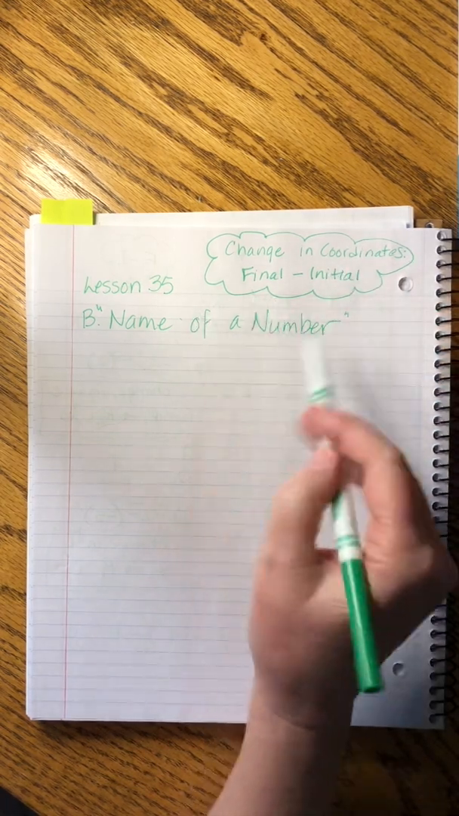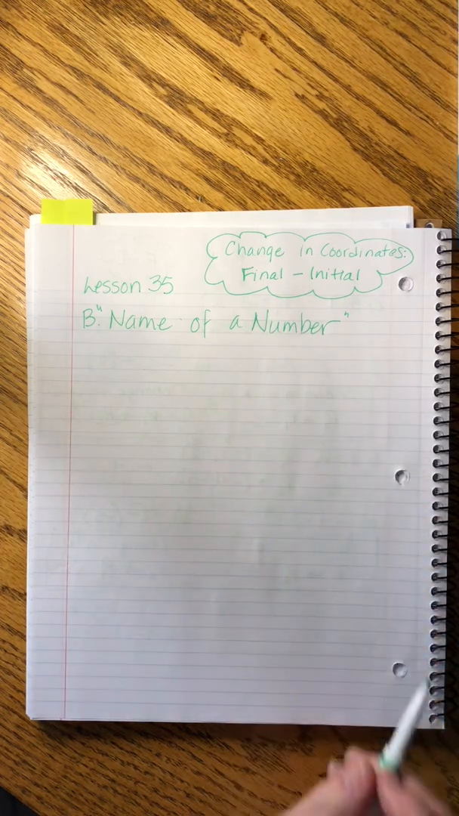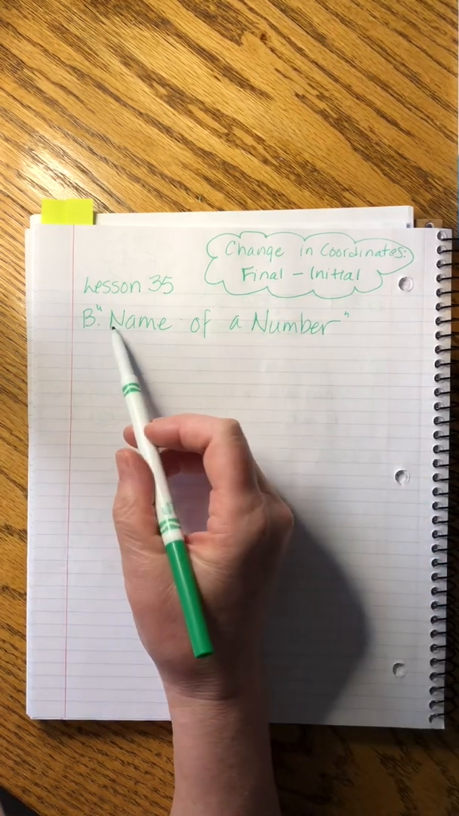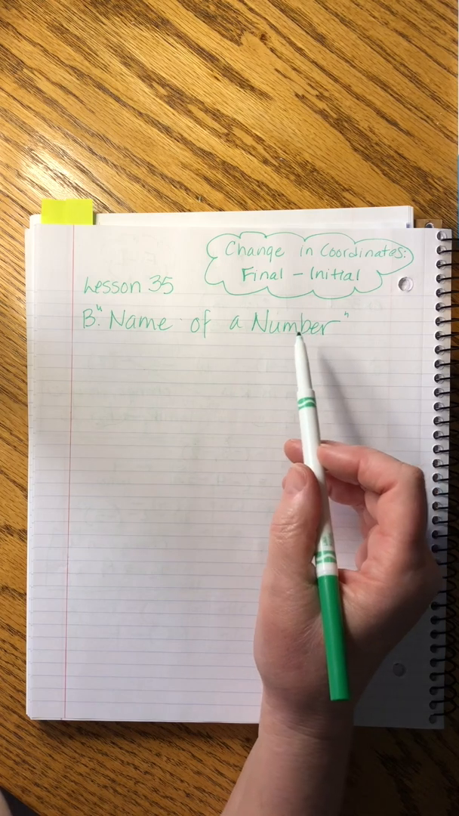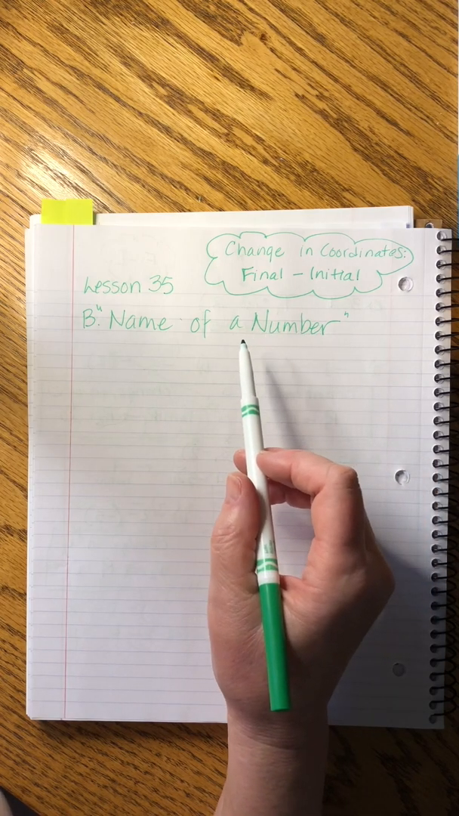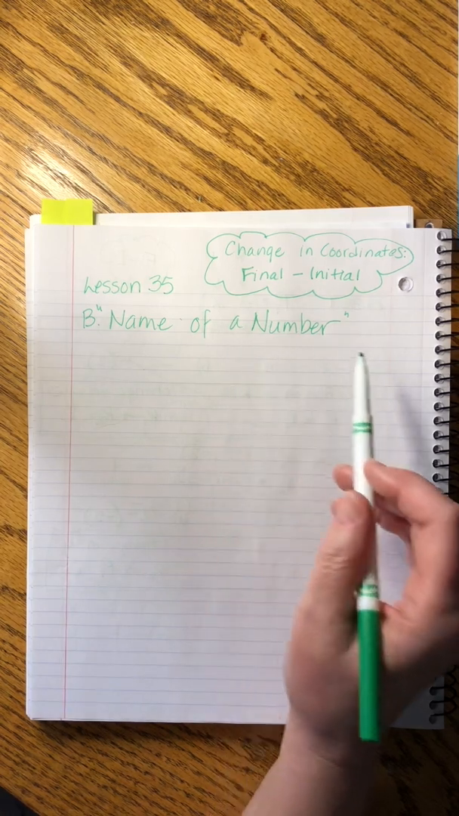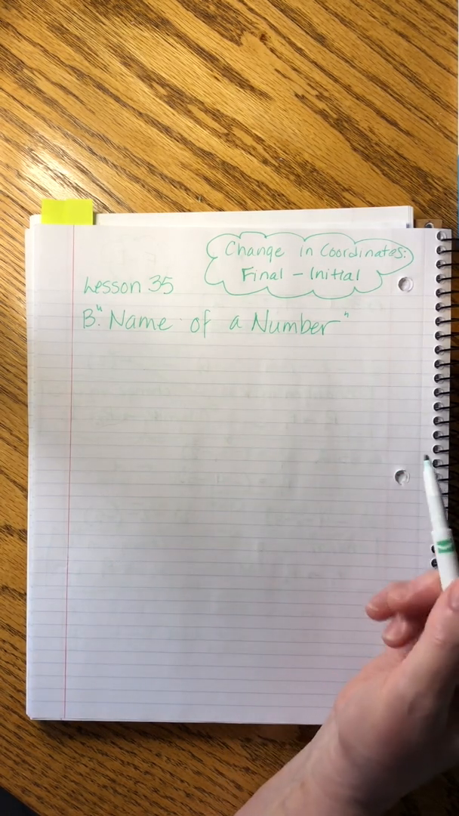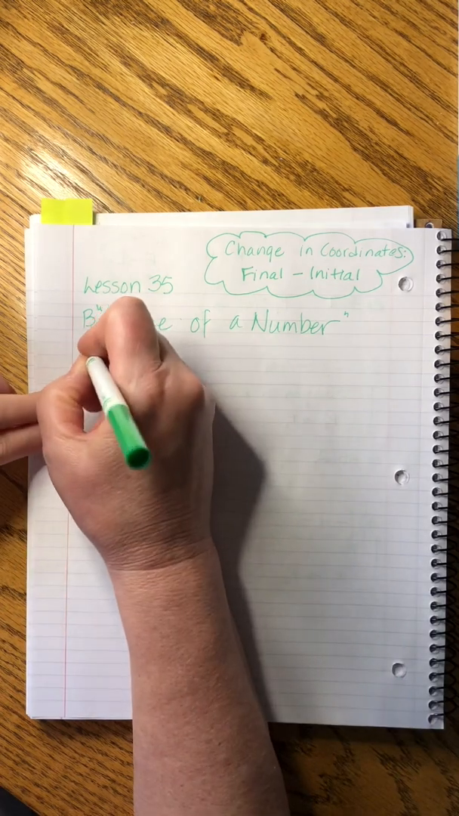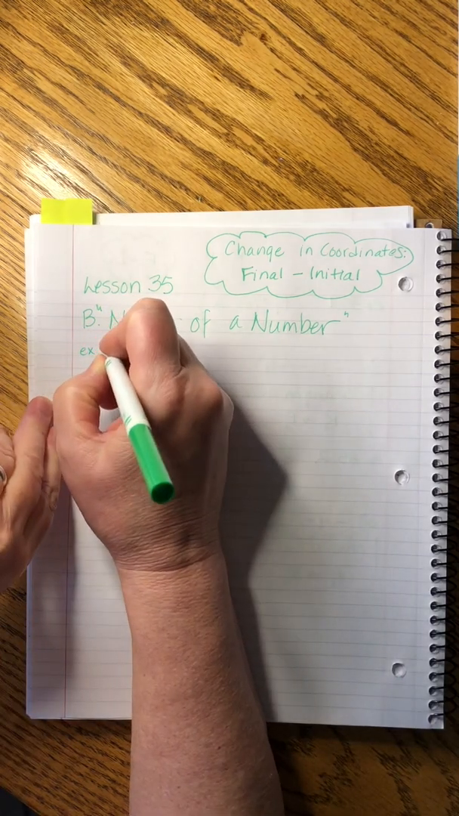Now we're gonna take that same concept and we're gonna apply it to a slightly different scenario. John calls this the name of a number. I think that's probably the most random and bizarre title of any of his lessons in any of his books. I have no idea why he calls it that. It makes no sense to me. And we did something like these last year.